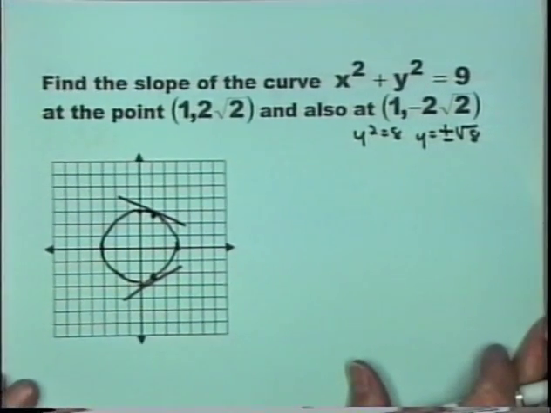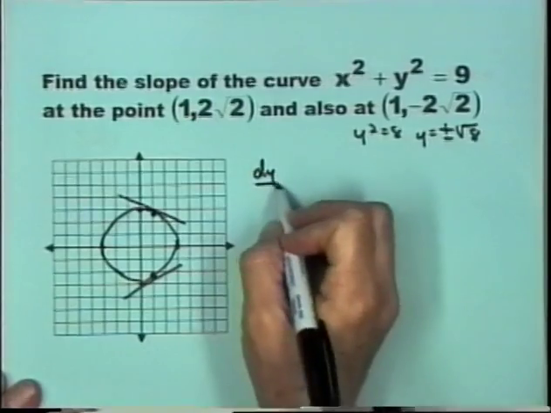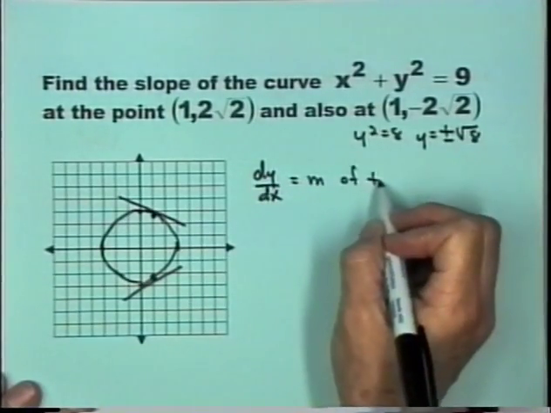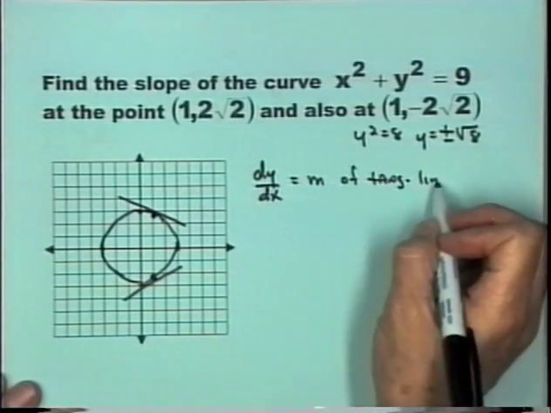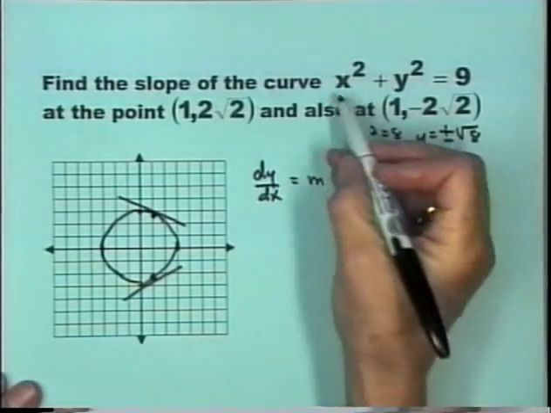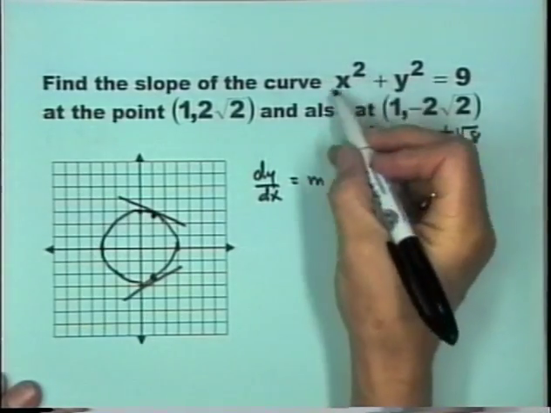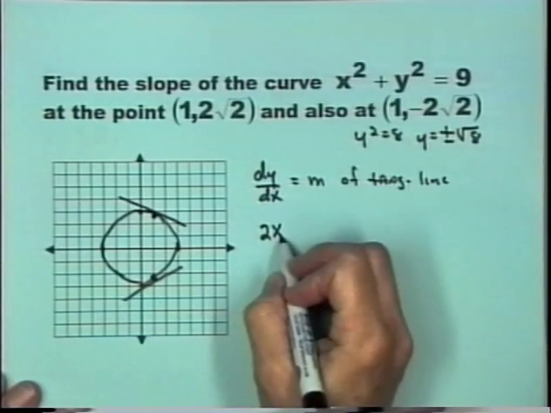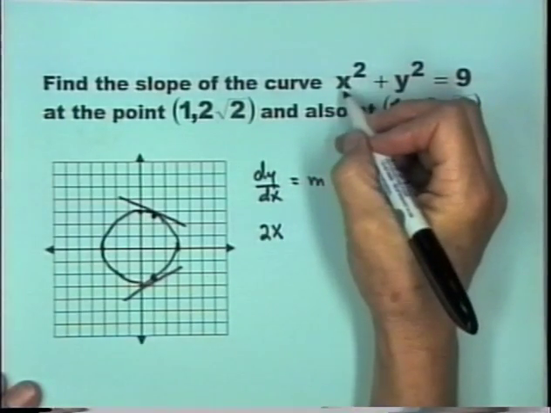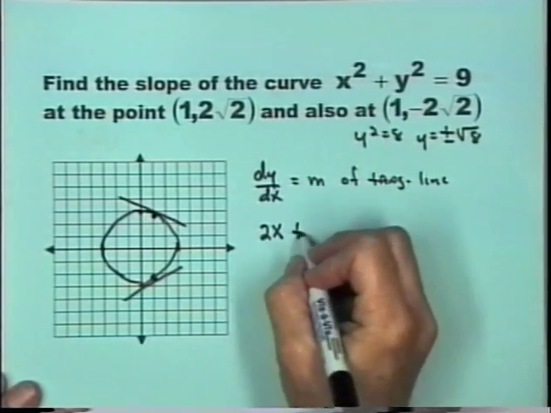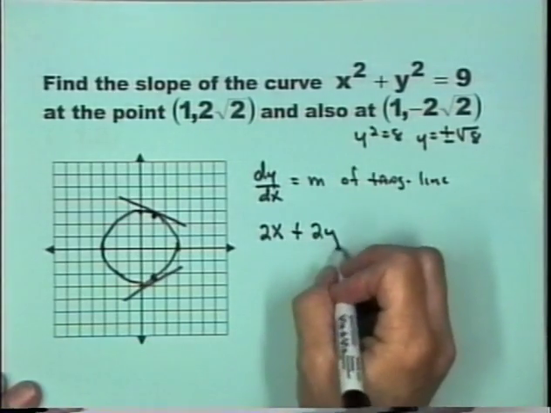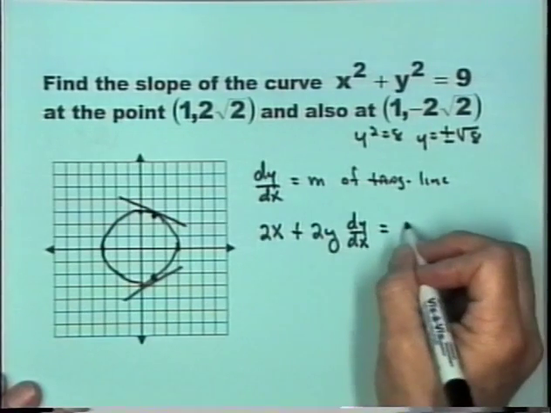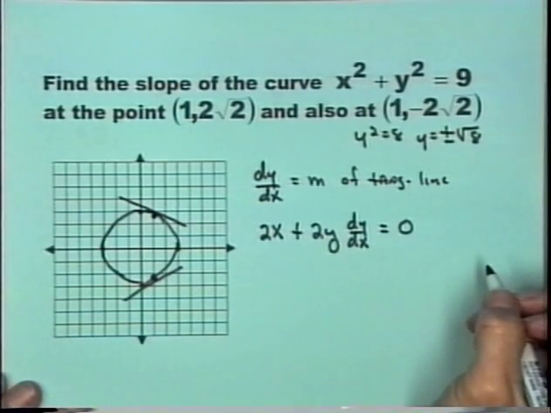Now, the way we're going to do this is we're going to find dy/dx, because dy/dx gives us the slope of tangent lines. I just used an m there for slope. Okay, so look at your curve. If we take the derivative of the first term with respect to x, we do the power rule: 2x times the derivative of x with respect to x, which is 1, plus the power rule here, 2y, and then chain rule, dy/dx, equals the derivative of 9, which is 0, since it's a constant.